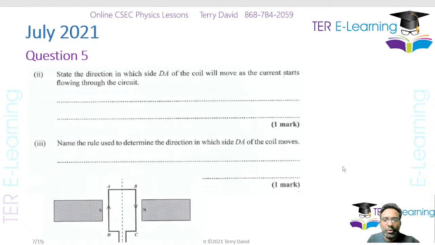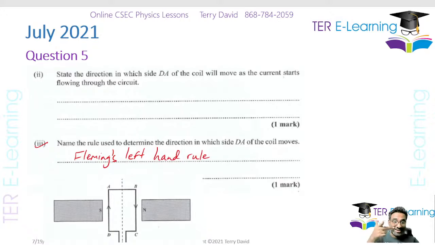Alright, so they want us to work out direction here, and then in the third part they said name the rule used to determine. Well, we could tell them the rule one time. It's Fleming's left-hand rule. I'm just writing this here one time, but it's the left-hand rule we're going to use. Now, some students have a lot of trouble with the left-hand rule. So here's what we're going to do. I'm going to use the left-hand rule here.